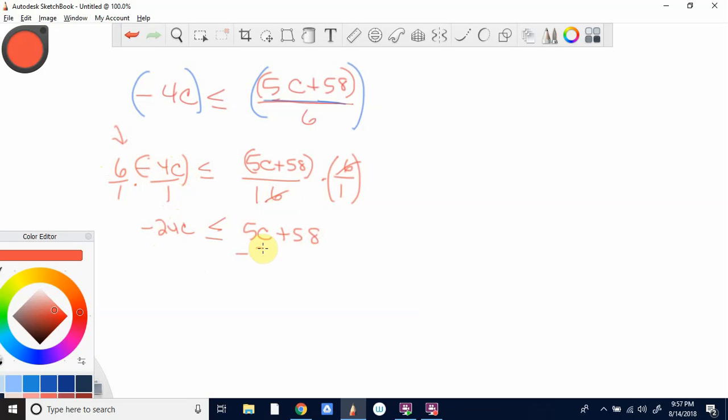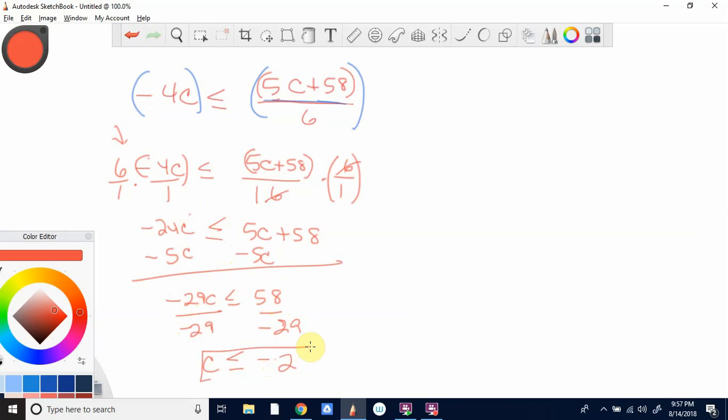So now can I subtract 5c from both sides? Yes, using my addition slash subtraction property. And I get negative 29c is less than or equal to 58. Now I need to get rid of this, so I need to divide by a negative 29. Oops, I'm dividing by a negative, so guess what happens to my inequality sign? It flips, and I get c less than or equal to negative 2.